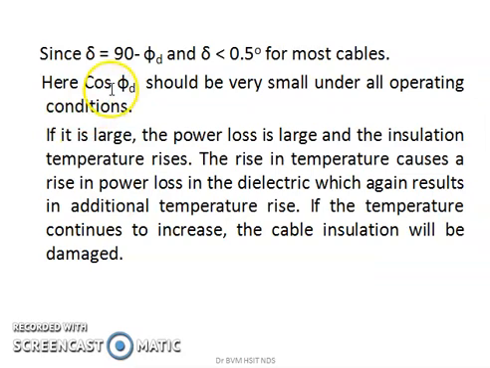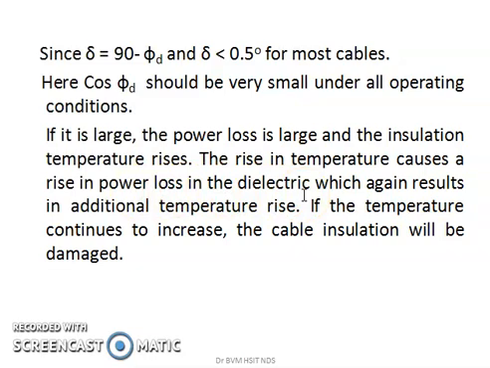So since delta is 90 minus phi d and the dielectric loss angle is less than 0.5 degree for most of the cables, hence cos phi d should be very small under all operating conditions. But if cos phi d is large, the power loss would be large and the insulation temperature rises. Now, if the insulation temperature rises, what will happen? The rise in the temperature causes a rise in the power loss in the dielectric.